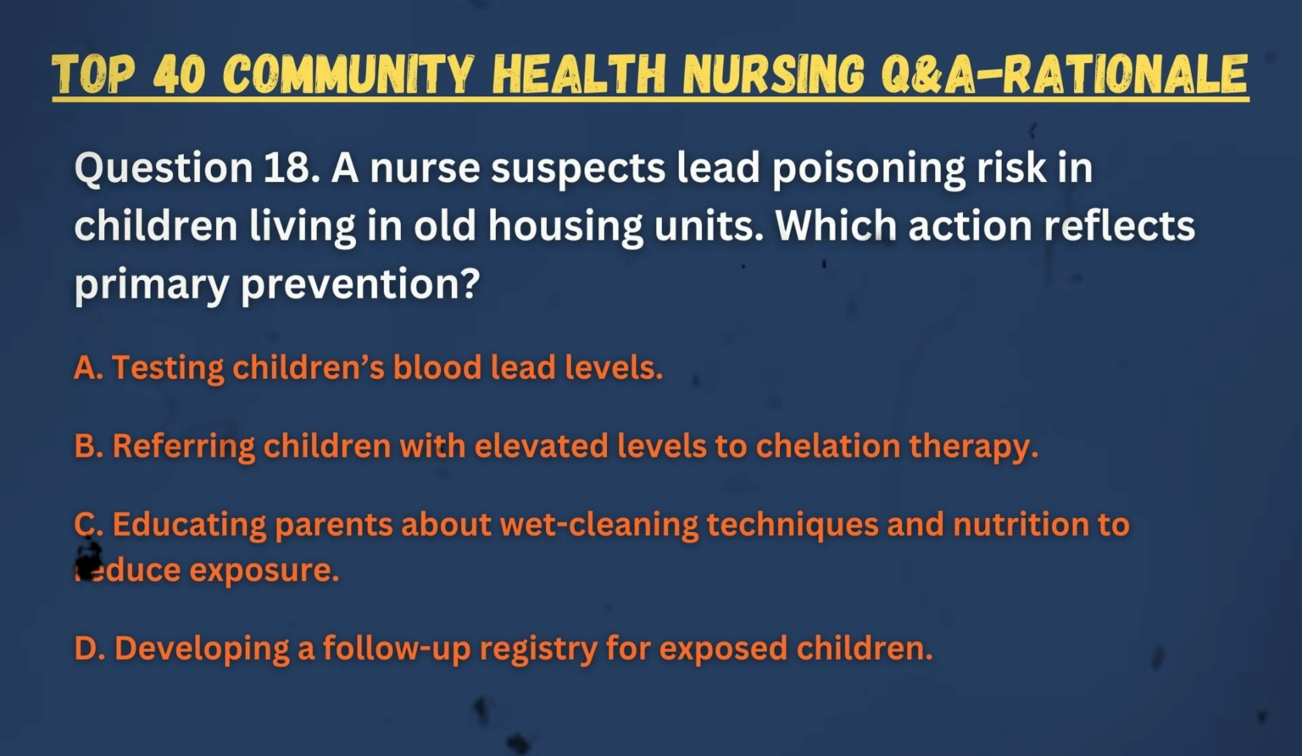Question 18. A nurse suspects lead poisoning risk in children living in old housing units. Which action reflects primary prevention? A. Testing children's blood lead levels. B. Referring children with elevated levels to chelation therapy. C. Educating parents about wet cleaning techniques and nutrition to reduce exposure. D. Developing a follow-up registry for exposed children.